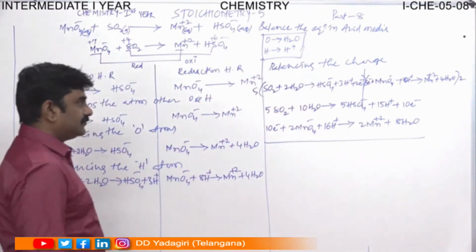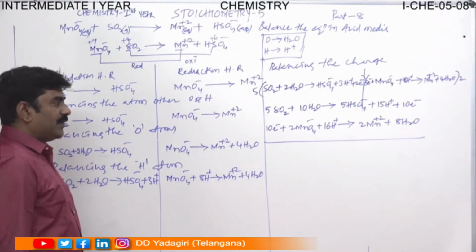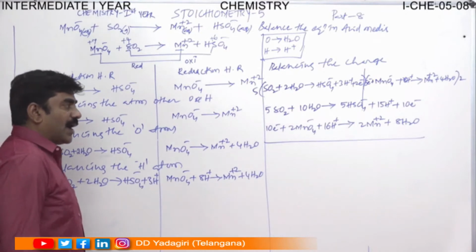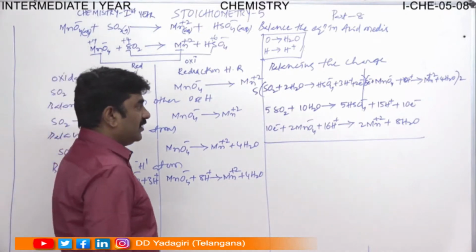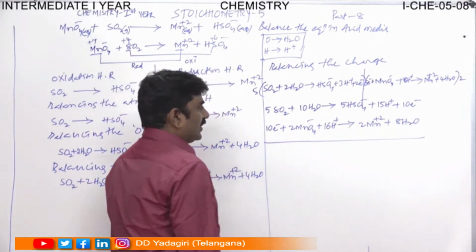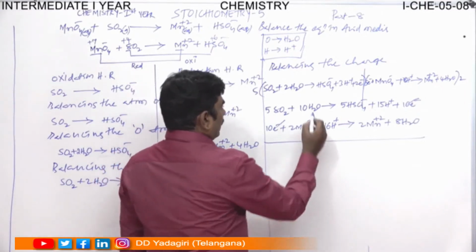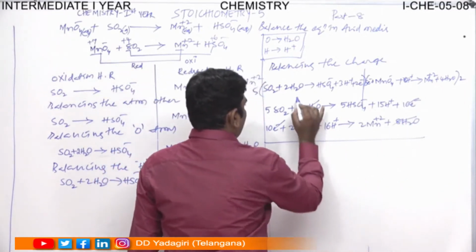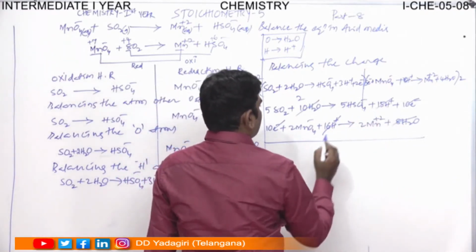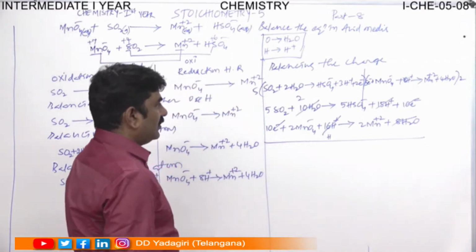The next step: the species after the arrow in the above equation and before the arrow in the below equation, if there is anything the same, it can be cancelled. So 10 electrons cancel. 10 H2O and 8 H2O cancel, leaving 2 H2O. 16H plus and 15H plus cancel, leaving 1 H plus.